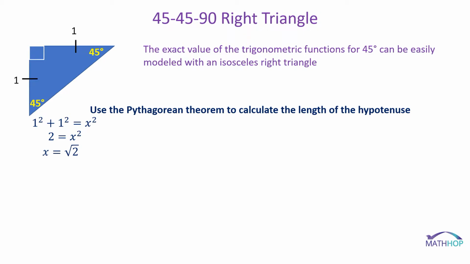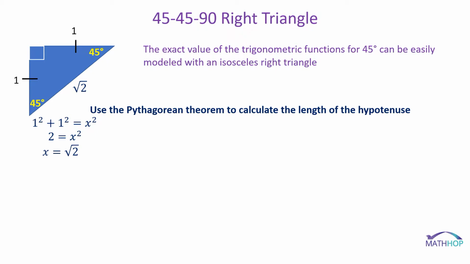Do not reach for your calculator. We don't want decimal answers. When we're working in trig, we want exact values. A lot of times questions will say, give the exact trig value, give the exact sine value for whatever angle. That means they want radicals in the answer. So our hypotenuse is the square root of 2, and we're keeping it that way.